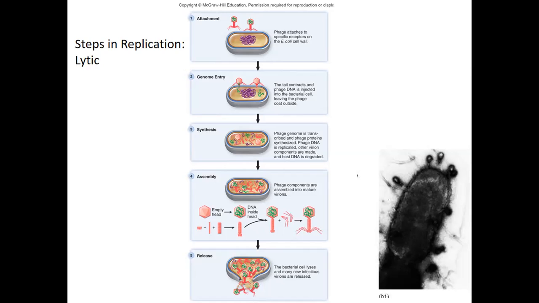So you're making more copies of nucleic acid. You're making more copies of the capsid. You then have all these individual components, and then they get assembled. And then, boom, that cell bursts and they go on to infect new cells. So the lytic cycle results in, I don't want to say immediate, but relatively immediate cell death.